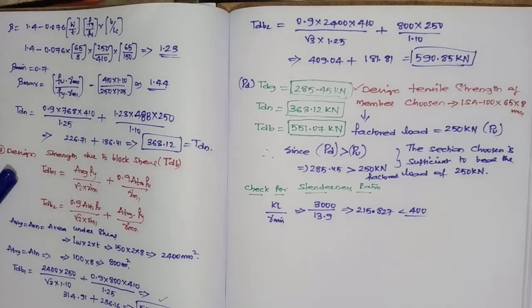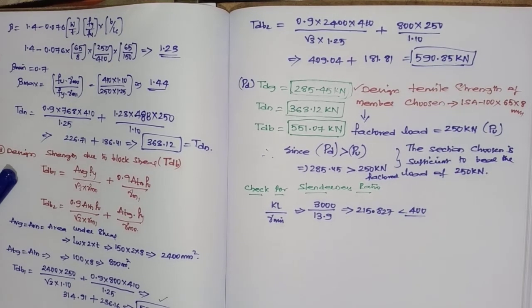Okay, now here all we have done is calculate the tensile strength. So you have to check with the 400. That is the maximum value. We obtained less, so hence our section chosen is perfect. Okay, so this is the design problem for a single angle section connected, right?